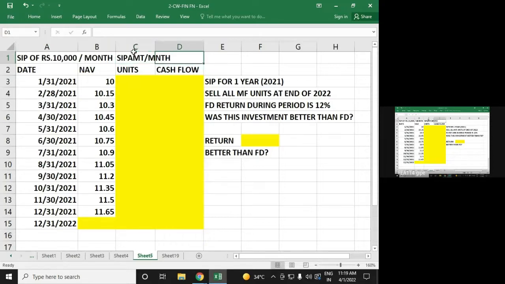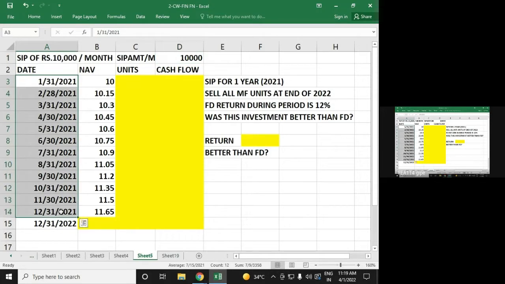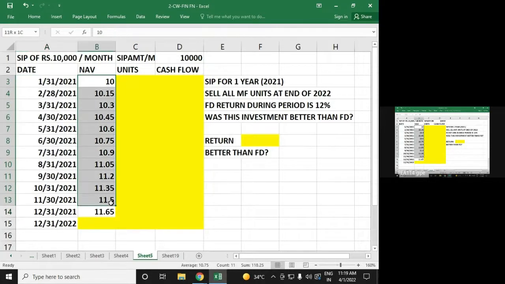और D1 में डालिए 10,000, so that referencing हो जाएगा। SIP amount per month और D cell में डालिए 10,000, so you can refer from that cell now. ठीक है, हर महीने 10,000 रुपया डाल रहे, अब 1 जनवरी से लेके दिसंबर तक डाल रहे 2021 में। ठीक है, NAV of the mutual fund is, जैसे स्टॉक का प्राइस होता है वैसे म्यूचुअल फंड का NAV होता है, so price of mutual fund is called as NAV.